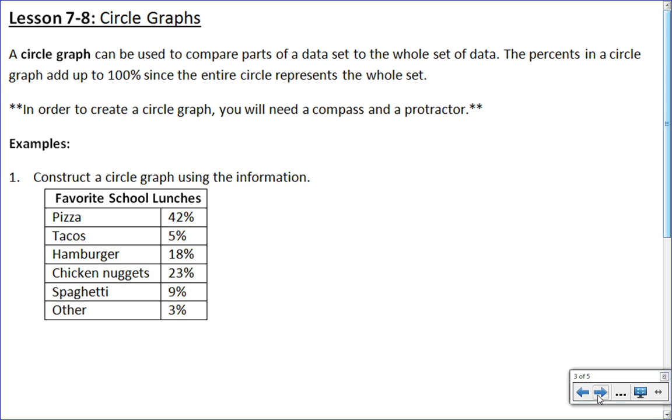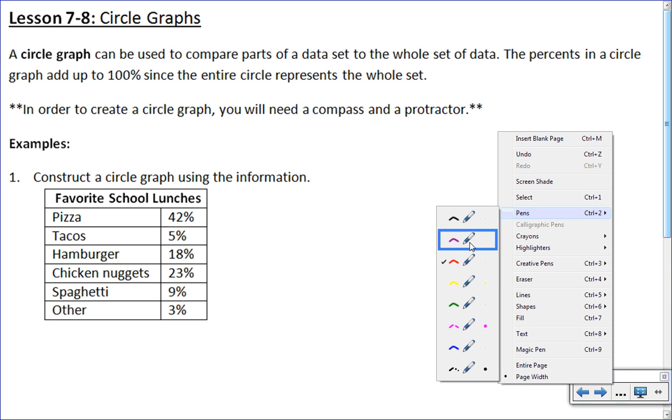So for this portion of this lesson that we're doing in this video, we're not going to actually create a circle graph, simply because of the difficulty of giving directions on a video of how to create a circle graph with a compass and a protractor. So what we're going to do is just talk about how that will be done, and then in class tomorrow we'll go ahead and create those circle graphs together. What that means is that you need to make sure that you bring a compass and a protractor, or at the very least, a protractor to class with you on Wednesday.